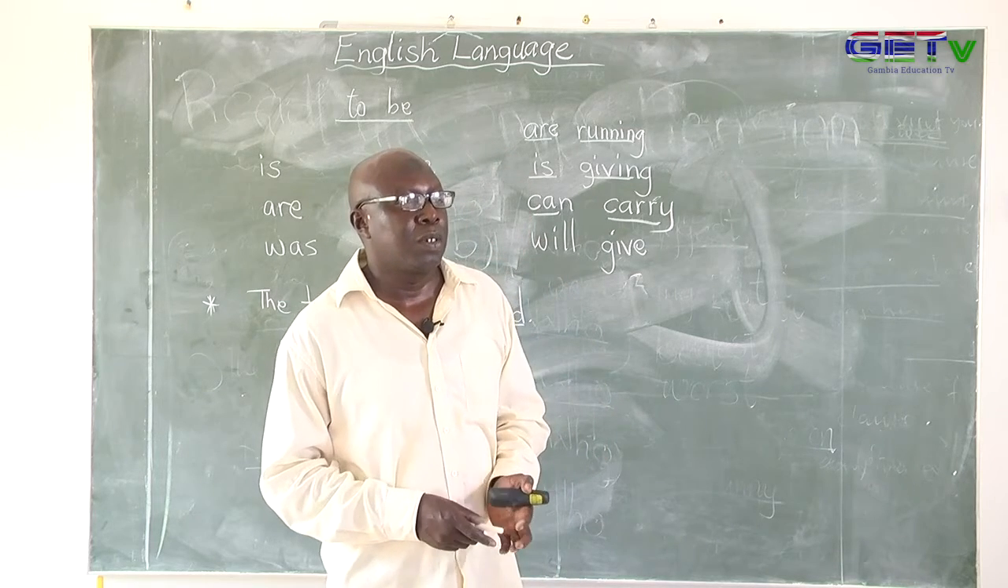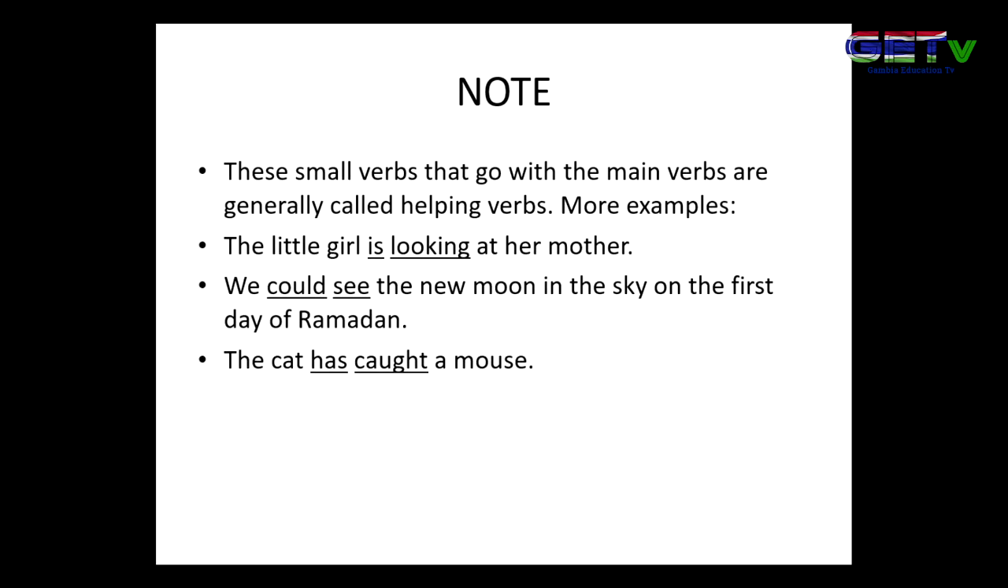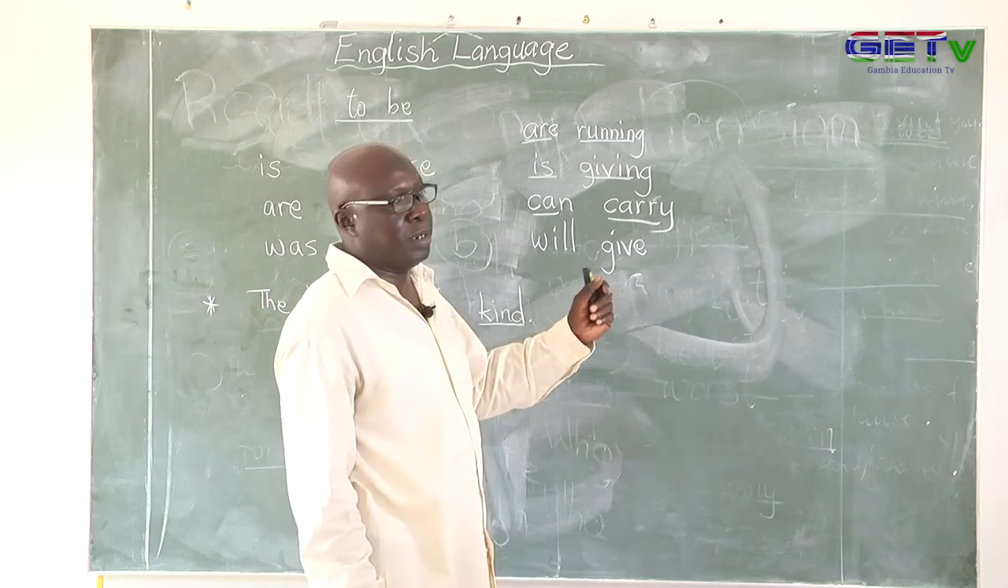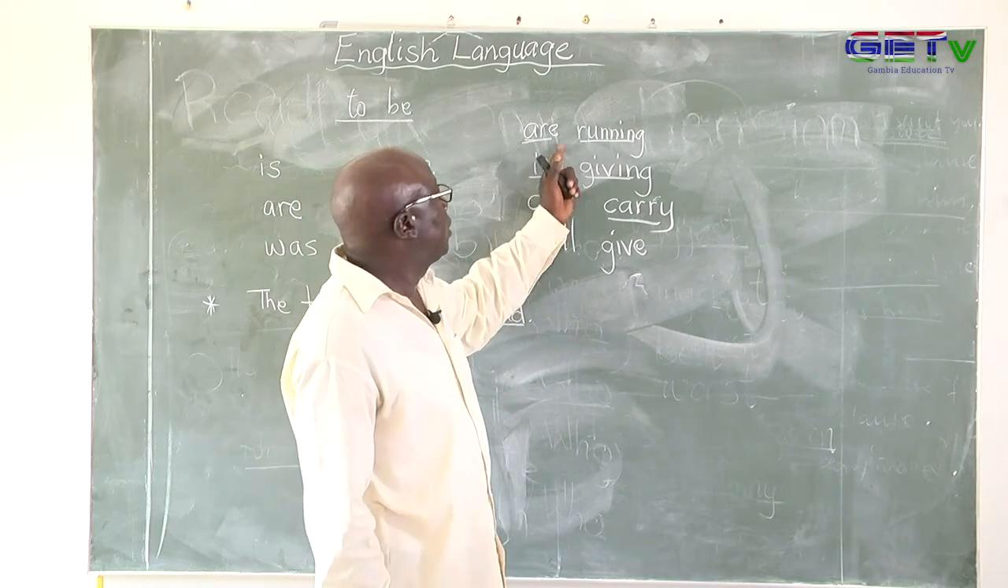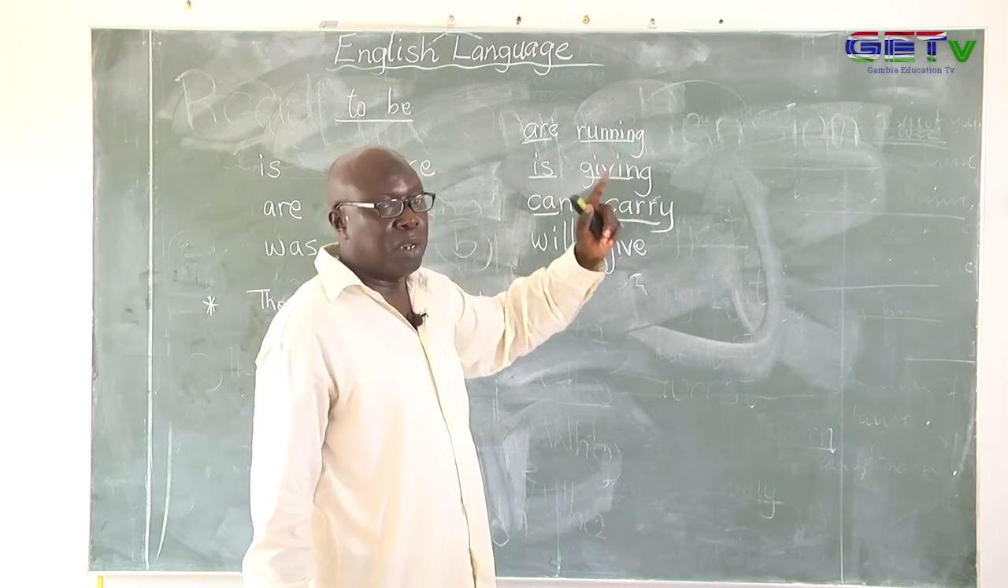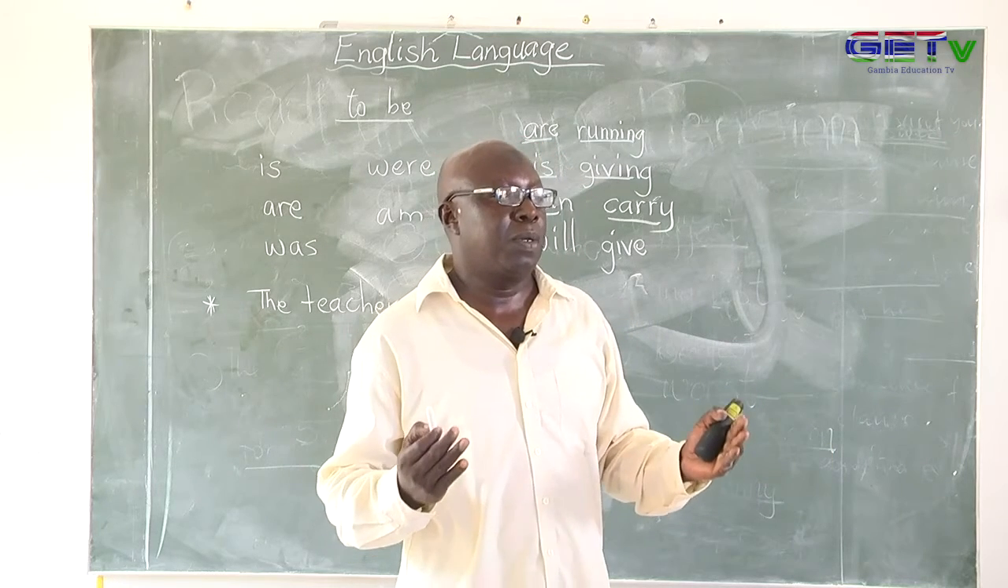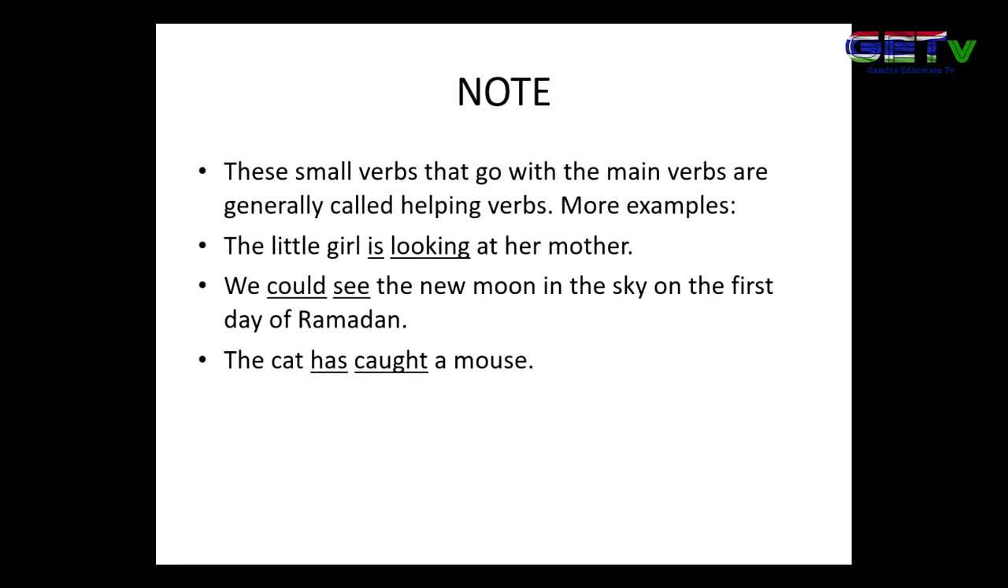Now these small verbs that go with the main verbs are generally called helping verbs. "Are running." They help what we call the main verb, the action verb, the other verb that carries the main meaning of what we want to say, the action that we want to do.